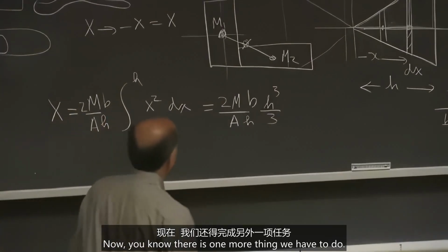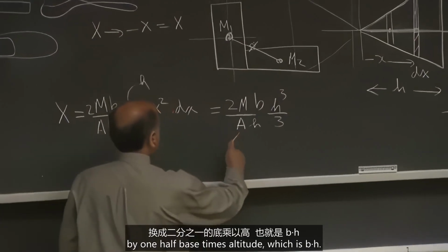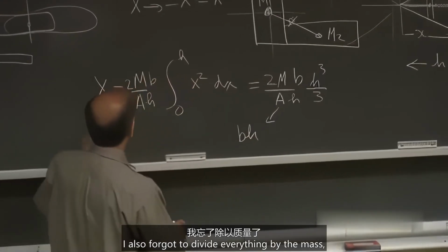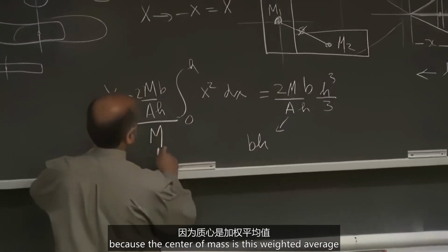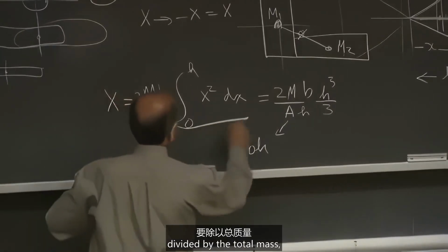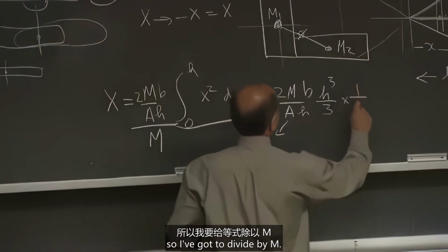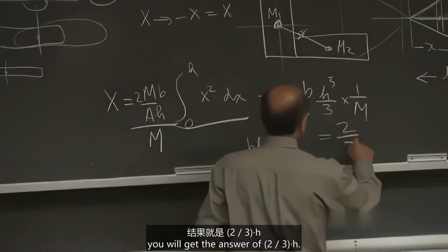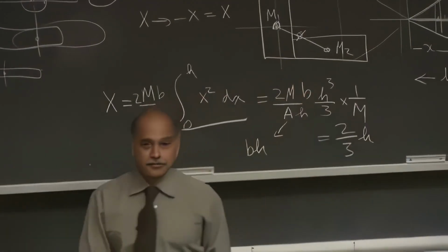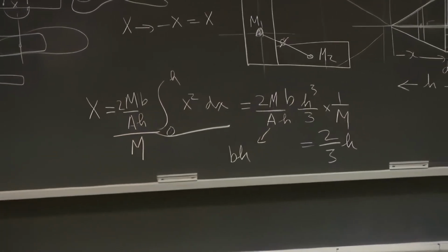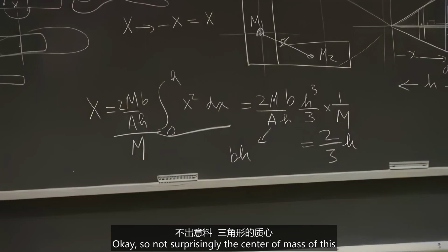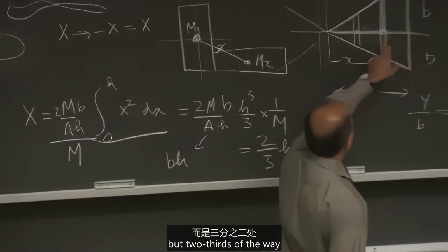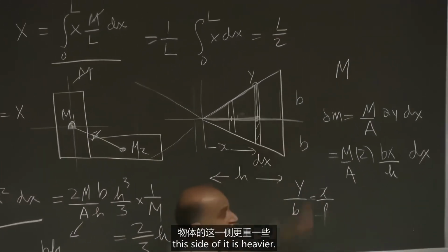Now, you know there's one more thing we have to do. We must replace the area of the triangle by 1/2 base times altitude, which is bh. Oh, I also forgot to divide everything by the mass, because the center of mass is this weighted average divided by the total mass. So I got to divide by 1 over m. Well, I claim if you do this and cancel everything, you will get the answer of 2/3 h. Okay, so not surprisingly, the center of mass of this is not halfway to the other end, but 2/3 of the way, because it's top heavy. This side of it is heavier.